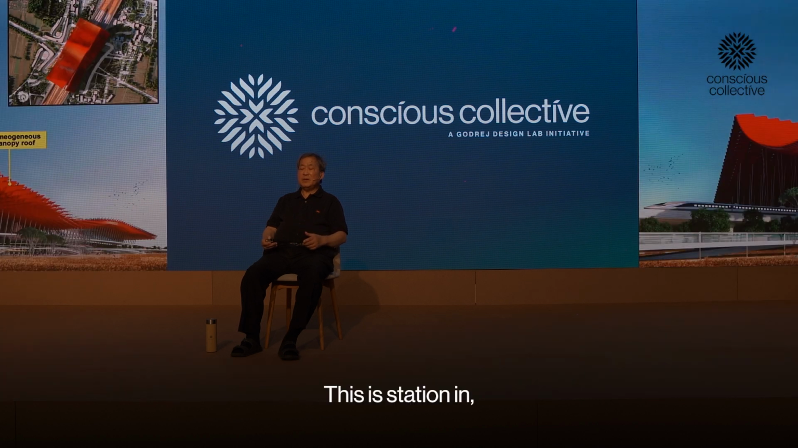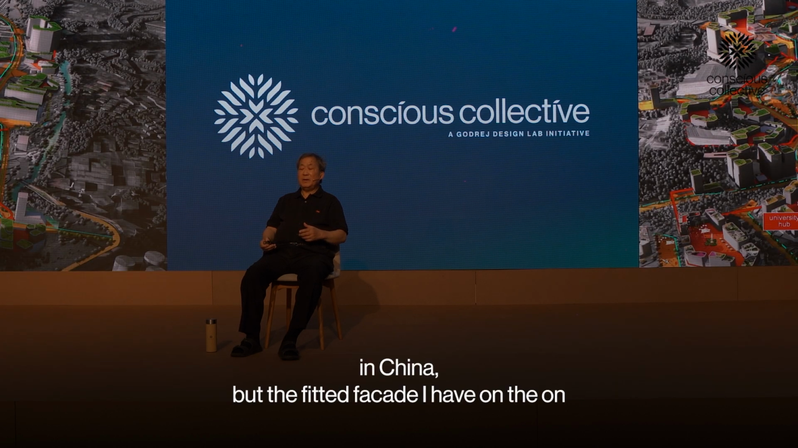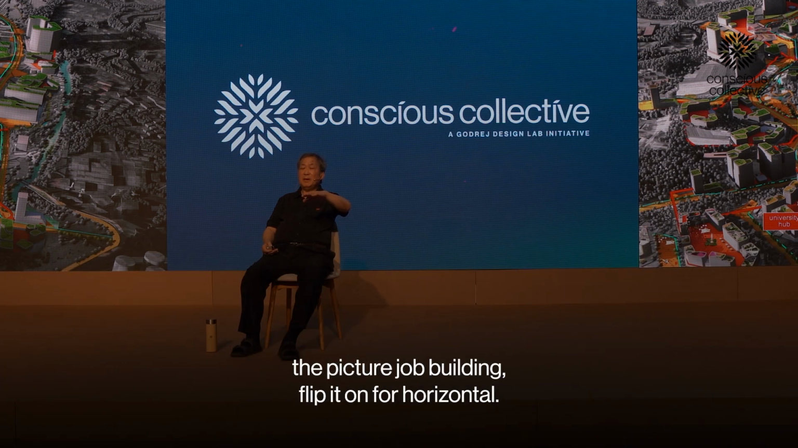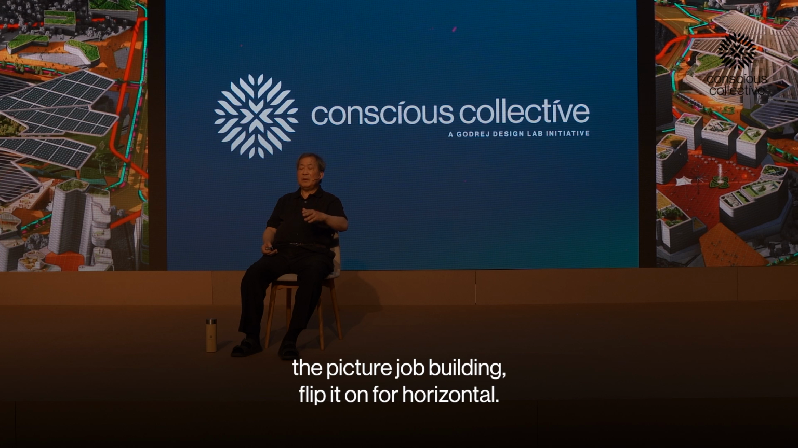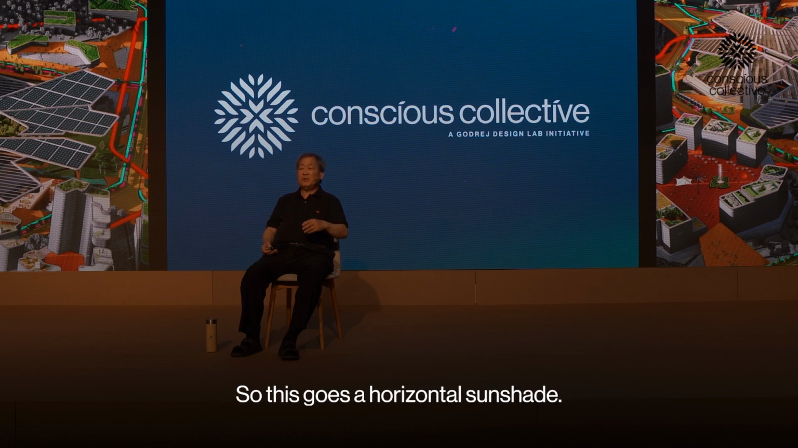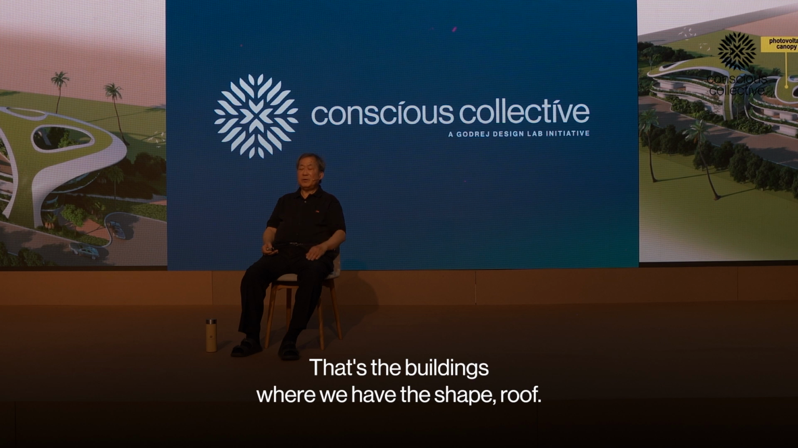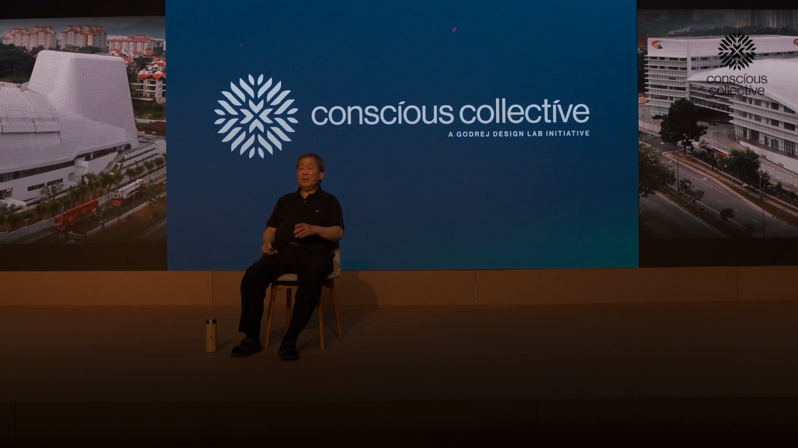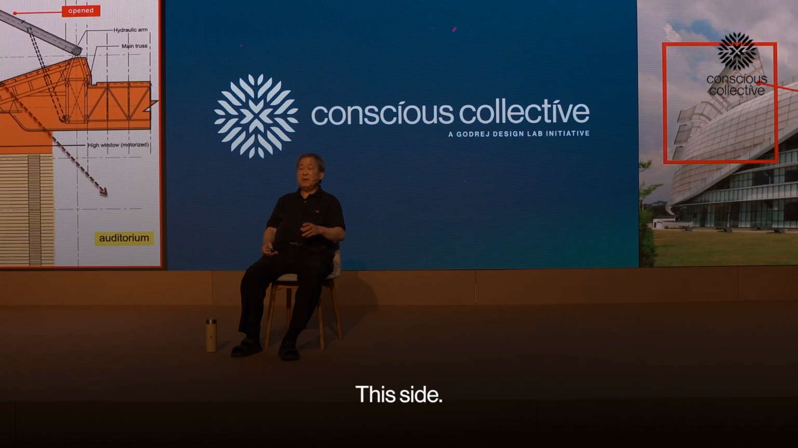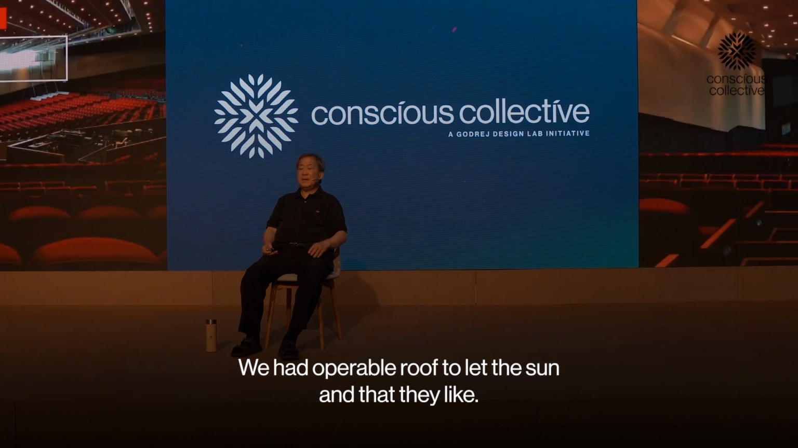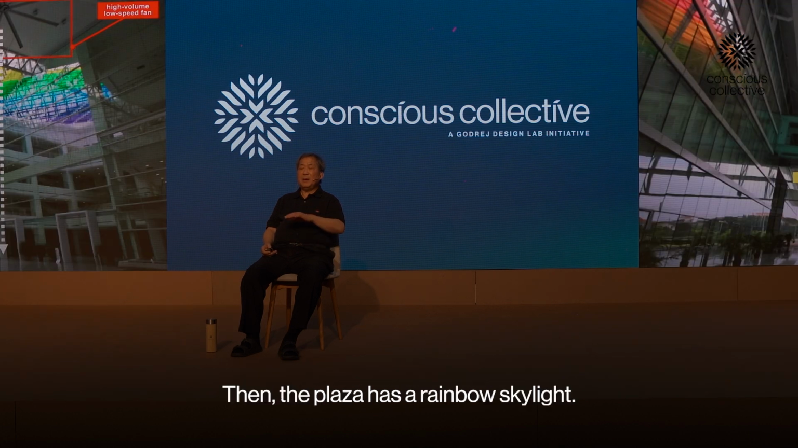And this is a station in China, but the fritted facade I have on the Putrajaya building, I flip it on horizontal, so this becomes a horizontal sun shading. It can't be like the other one. This is a building where we had a shaped roof. This is a convention center. This time we had an operable roof that could let the sun and the daylight in, and the plaza has a rainbow skylight.